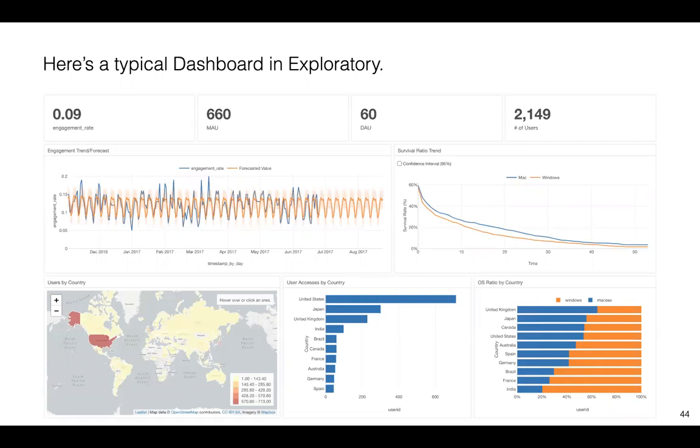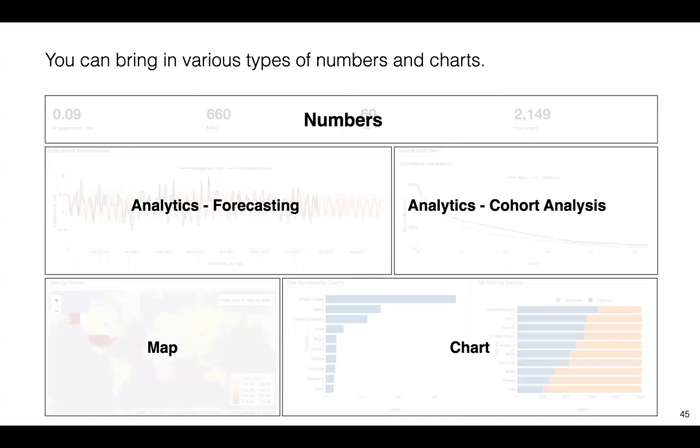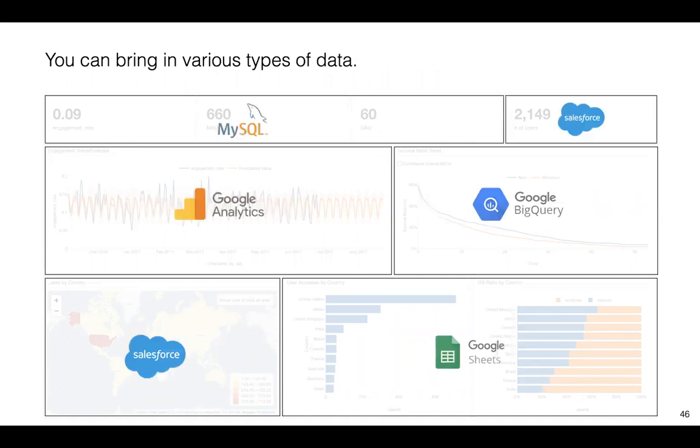What is so unique about a dashboard in Exploratory is that you can bring in different types of components or charts. At the top are the numbers, which you can create under the chart view. At the bottom is a map or chart, and there are various chart types you can create. But also in the middle, you can go to the analytics view, which I'm going to do after this, and create, let's say, a forecasting model or something like that. And then you can bring in the charts from the analytics view as well. So you can bring all of this into one single dashboard.